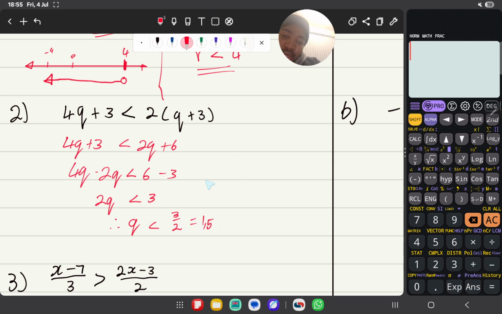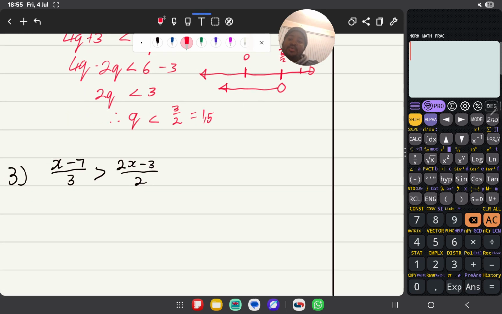You represent that on a number line. This is your number line, and right here, say this is 3 over 2. It's going to be an open circle, and we are going in that direction. Say perhaps this is 0 and perhaps this is 4. So we are going this direction because q is smaller than this value, so any value smaller than 1.5 could be the value of q. Beautiful. We have another one here.